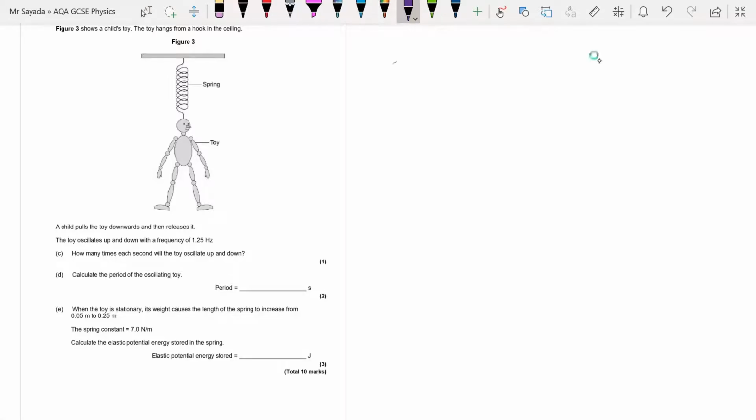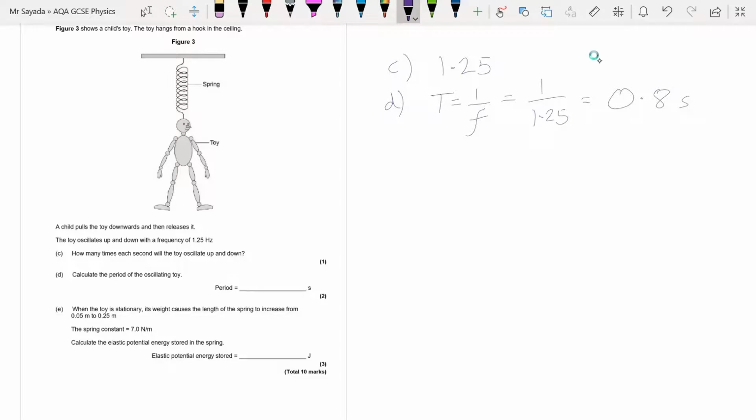So for question C, how many times each second, that means frequency. You've been given the frequency, so the answer is just 1.25. You're told the frequency is 1.25 hertz. That means it's going to oscillate 1.25 times per second. Part D, calculating the period. Period is 1 over frequency. So we use the same equation as we do in the waves topic. 1 divided by 1.25. It's a calculator, and that gives 0.8 seconds.